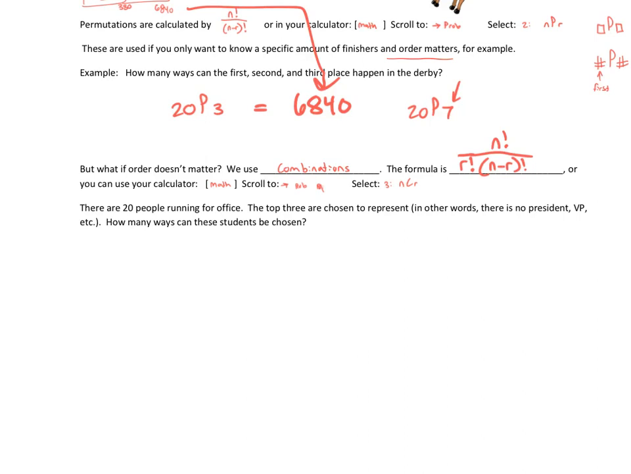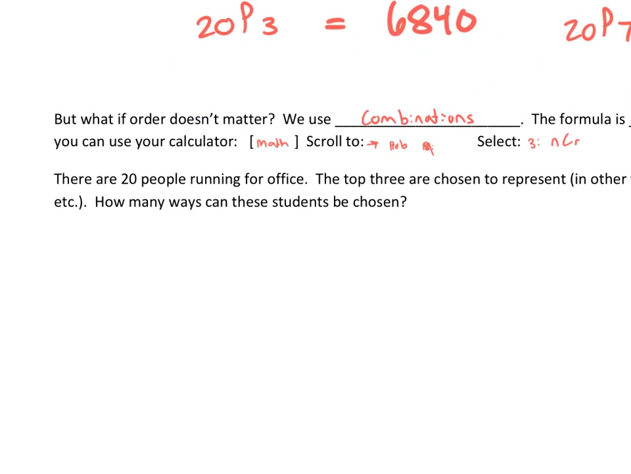So there are 20 people running for office. The top 3 are chosen to represent. In other words, there's no president, vice president, or etc. How many ways can these students be chosen? So this is saying there are just going to be 3 people that win, but their slots are all the same. There is no president, vice president, secretary. We're really just trying to decide how many different ways I can choose a group of 3 out of 20.